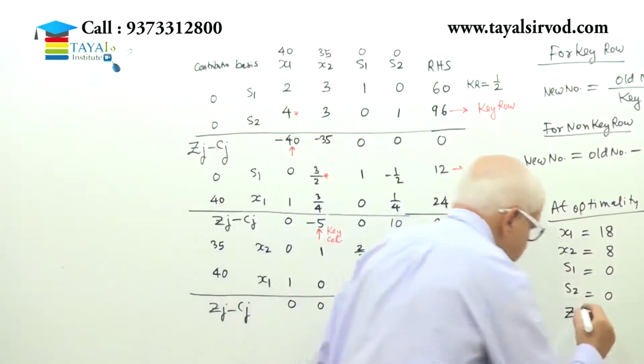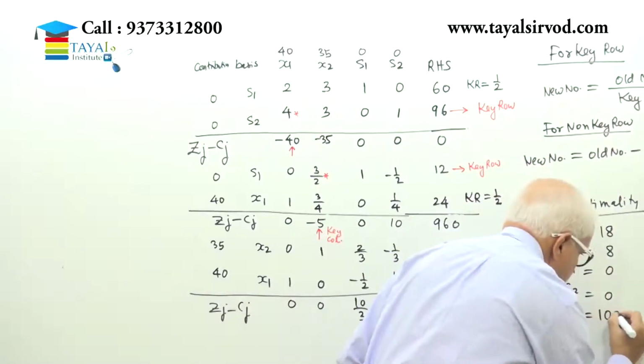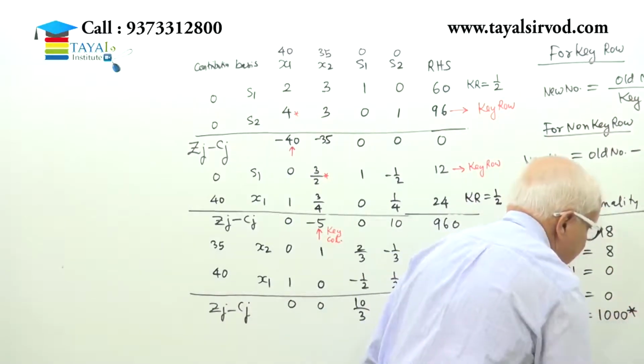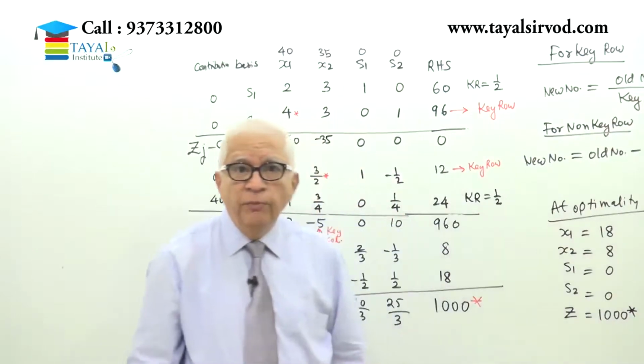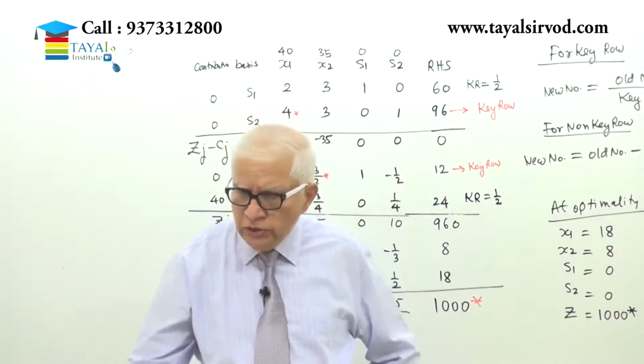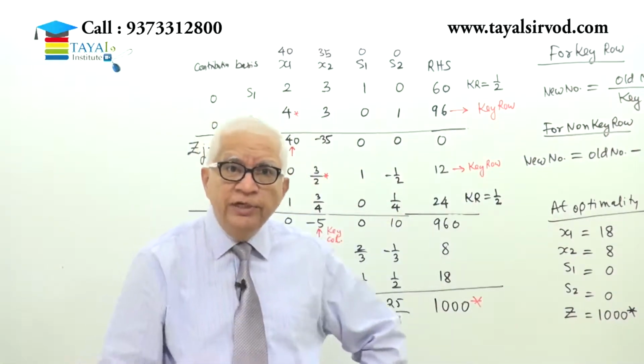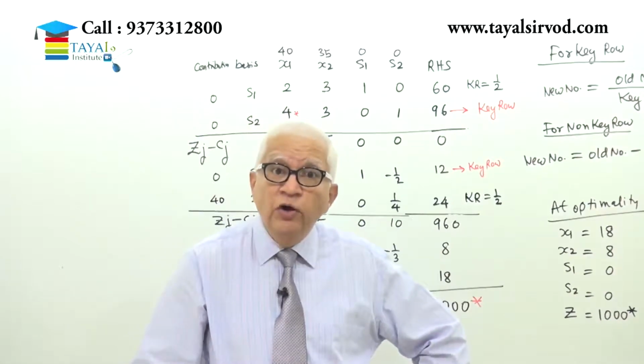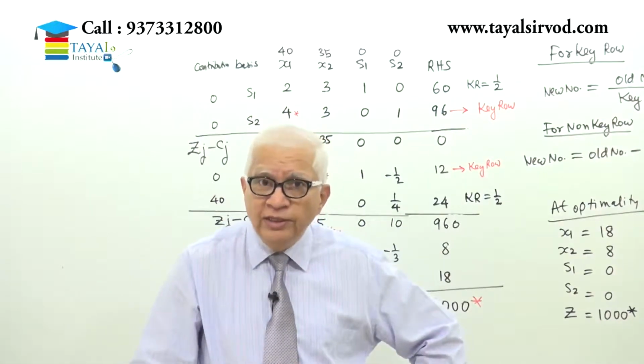And what is the zeta value? Zeta value which I got is 1000. I am putting an asterisk to show that it is the optimal value. Good. So the solution has been completed for this problem. What do we observe? Zeta value is 1000.